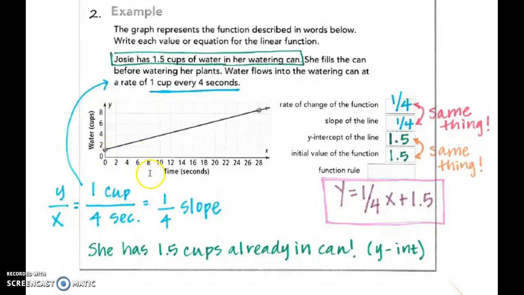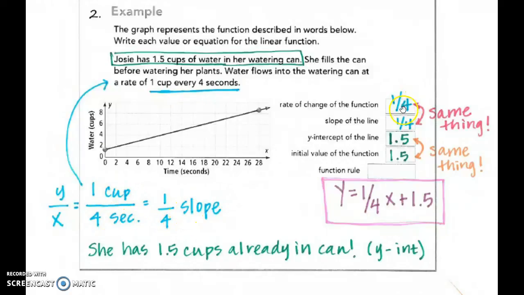Now we have to find the rate of change. The rate of change is your change in y over change in x. Don't forget, I think a lot of you have been switching that up. Your change in y over change in x, because we want cups per second, not seconds per cup. We want cups per second, so we put y value over x value. Here's a point here at 0, 0. And it tells you right here, though, it goes up 1 every 4. So 1 cup every 4 seconds. So your slope is 1/4.